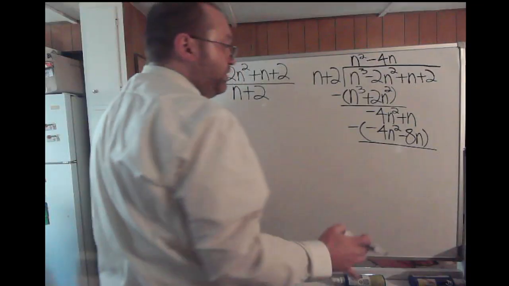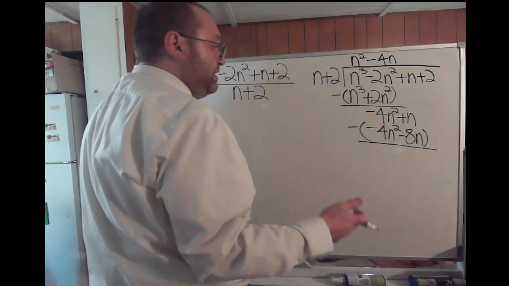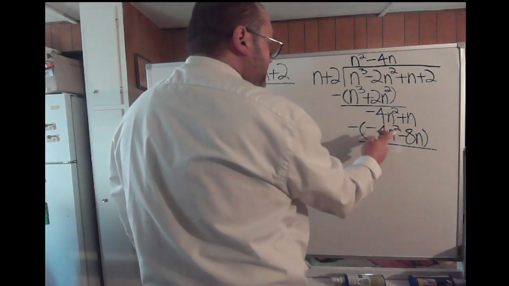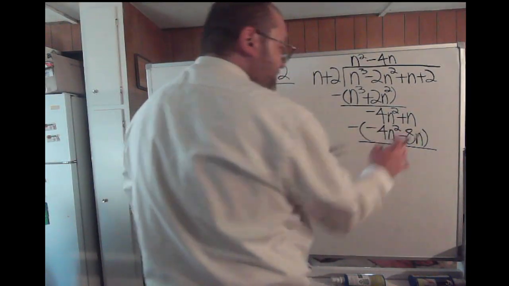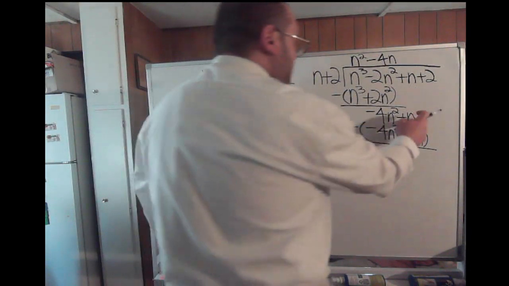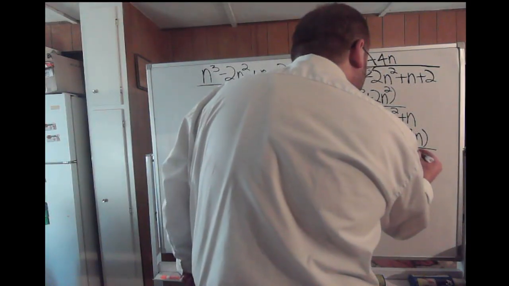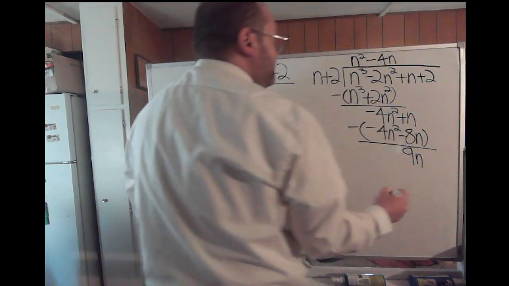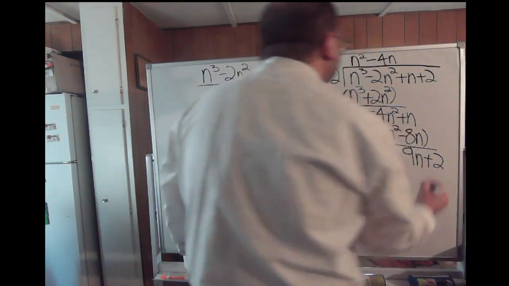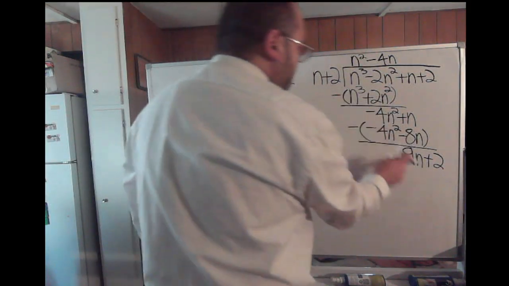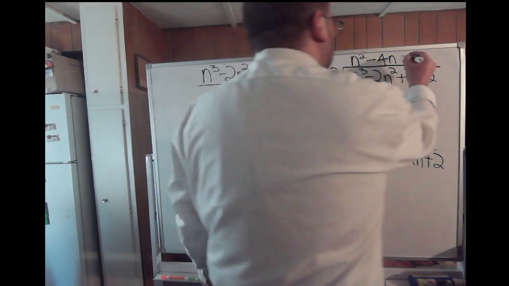Negative 4n squared is actually positive 4n squared. So negative 4n squared plus positive 4n squared is 0. Negative 8n, that's positive 8n. So n plus 8n, that's going to be 9n. So you have your 9n, then you bring down your plus 2 from the dividend. Now n times what equals 9n? That'd be 9.